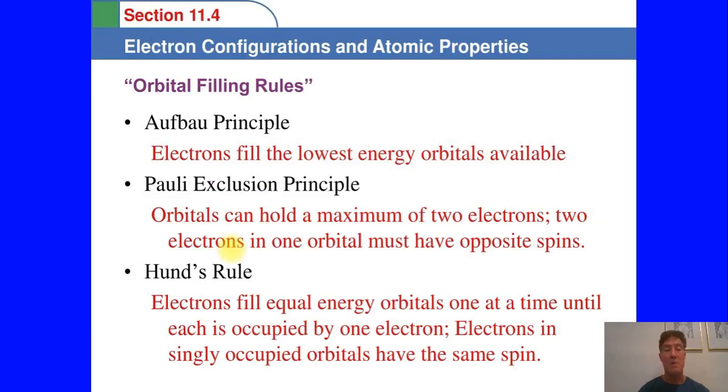We said the Aufbau principle says fill the lowest energy orbitals first. So fill the 1s's before you go to the 2s's, and the 2s's before you go to the 2p's, and the 3s's before you go to the 3p's, and so on. Now the Pauli exclusion principle, as I alluded to, says orbitals hold a maximum of 2 electrons, and if you get 2 electrons in one orbital, they have to have opposite spin. They can't both spin up or down.